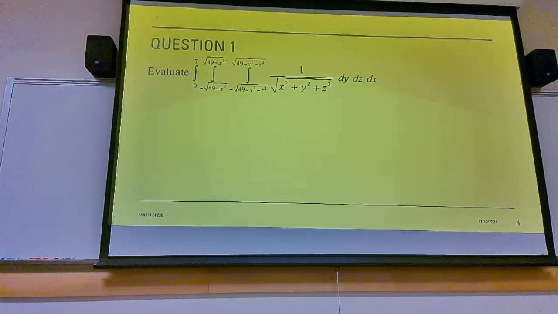First, describe this. How do we want to start? With rho? What are the bounds for rho? How would you describe rho? Zero to 7. Remember, rho represents radius.